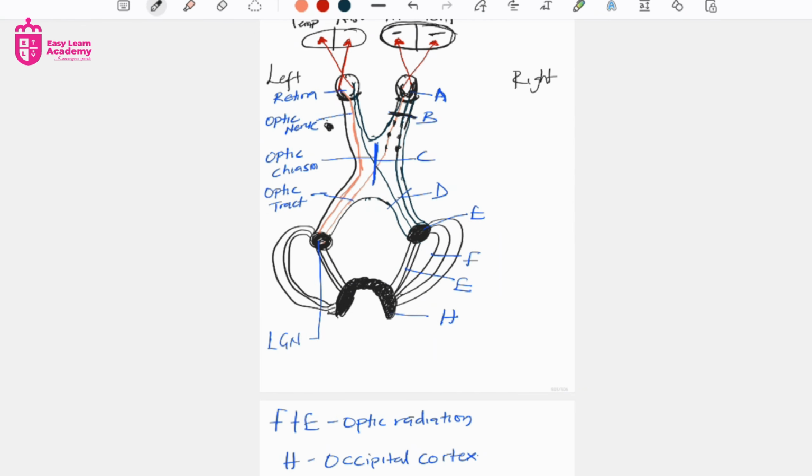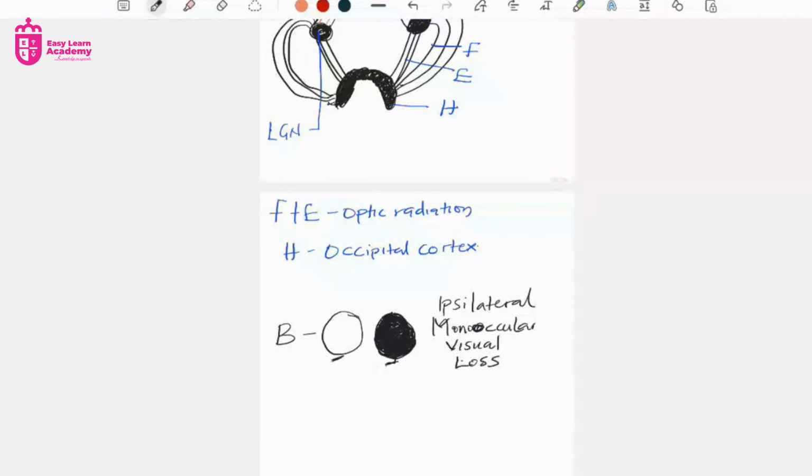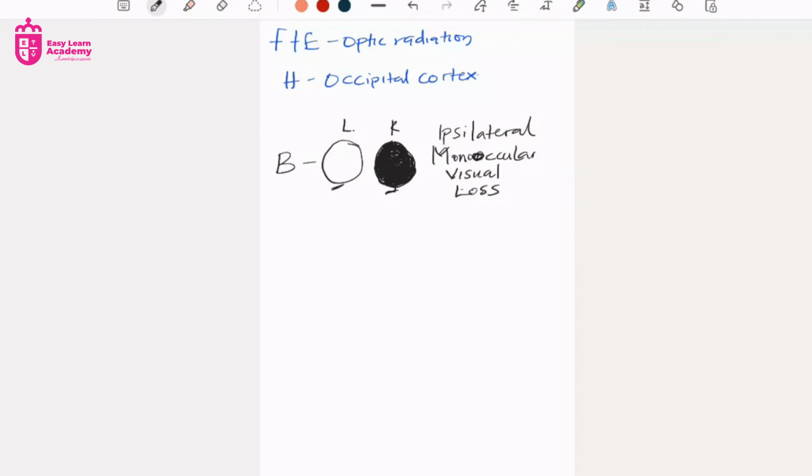What will happen? It will cut supply to the visual field, the nasal and the temporal part, and it will lead to monocular visual loss on the right. This is the right and this is the left. So this right eye is blind. The left eye can see. This is called monocular visual loss. Is everybody happy? Yes. Okay. If everybody's happy, then we will go to C.